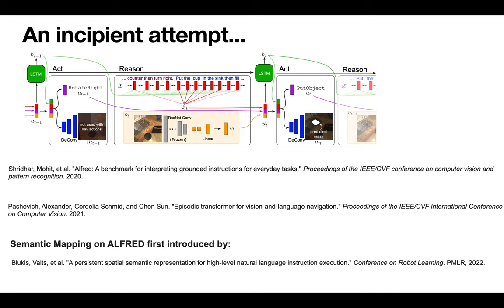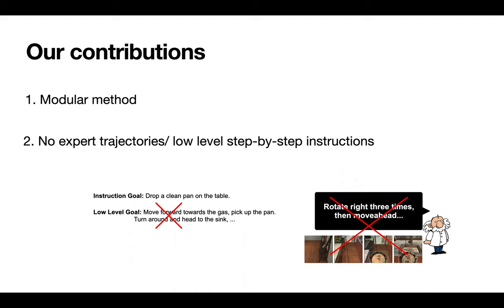An incipient attempt to address these instruction-following tasks was to concatenate all visual and language input and expect that the learned neural memory, such as LSTM or transformer hidden states, will simultaneously take care of language grounding, spatial memory, exploration, and many other functions. In this work, we present a modular method with structured language and spatial representations. This method is more transparent and works better than existing methods based on unstructured neural memory.